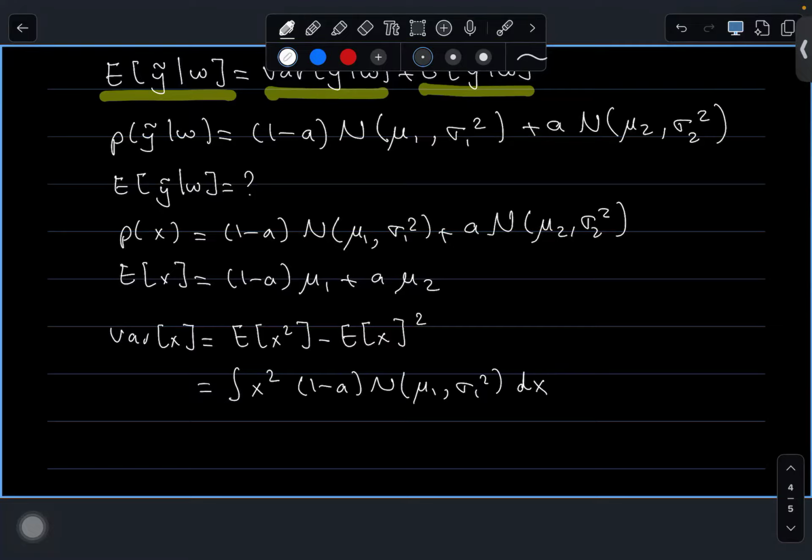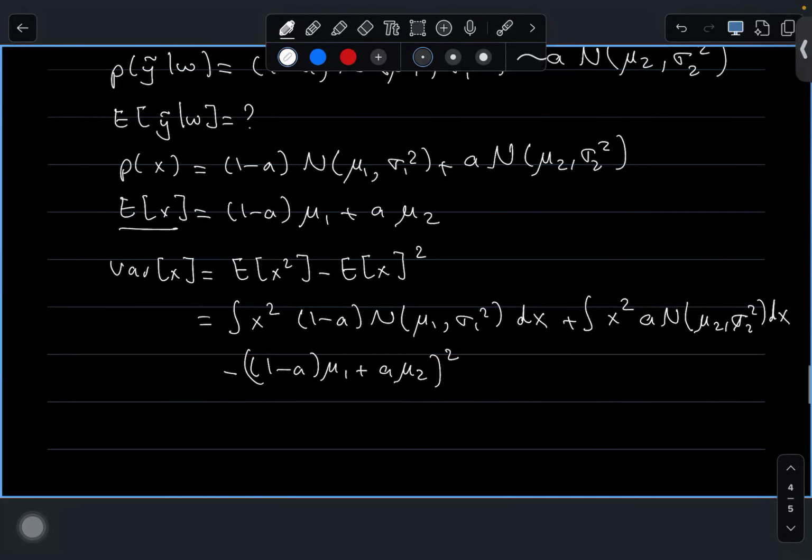And I have the second term, plus the integral of x squared times a times the normal mu 2, sigma 2 squared, dx, minus the expected value of x, quantity squared, that's just this term here, 1 minus a mu 1 plus a mu 2, quantity squared. Okay, so let's look at this first term here.